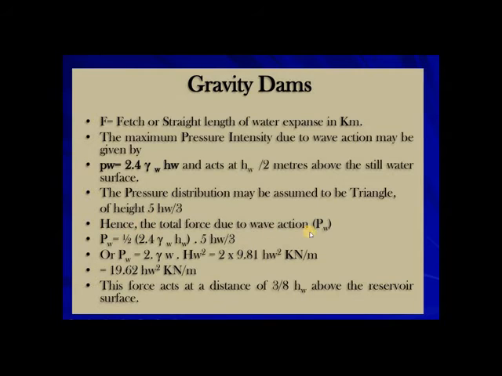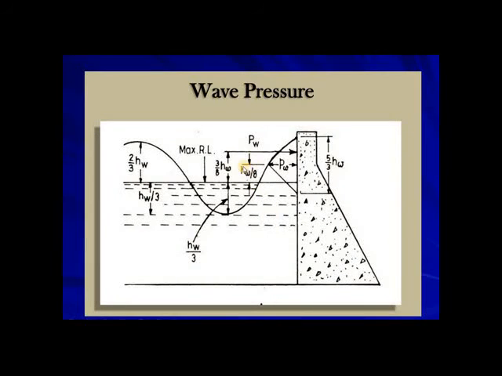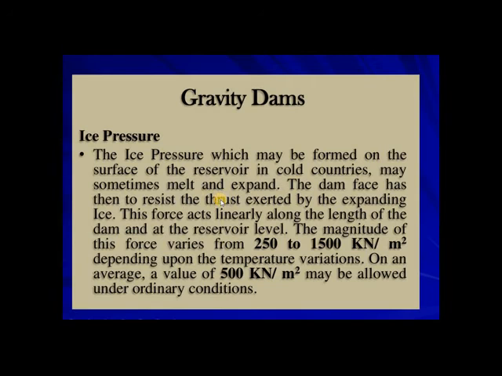So the total force due to wave action, PW, is equal to 2 into gamma W HW square, which is equal to 19.62 HW square. It is a function of HW square, and this force acts at a distance of 3 by 8 HW above the reservoir surface. From this one up to this one, the wave pressure will act at this point, and it may not cause a serious threat to the dam.